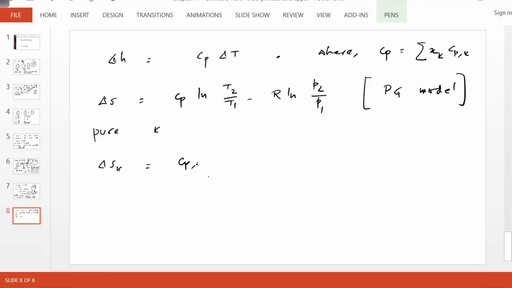Cp of K, again, temperature is the same for every component, minus Rk ln P2 of K over P1 of species K. These are the partial pressures, and Rk, as you can recall, is R bar over molar mass of K.